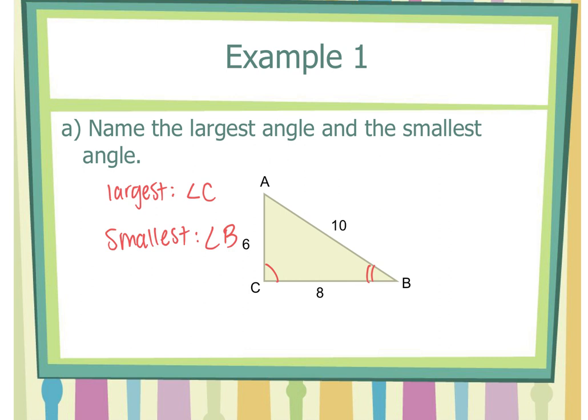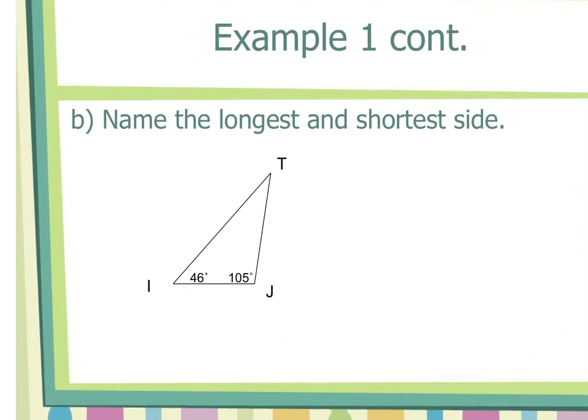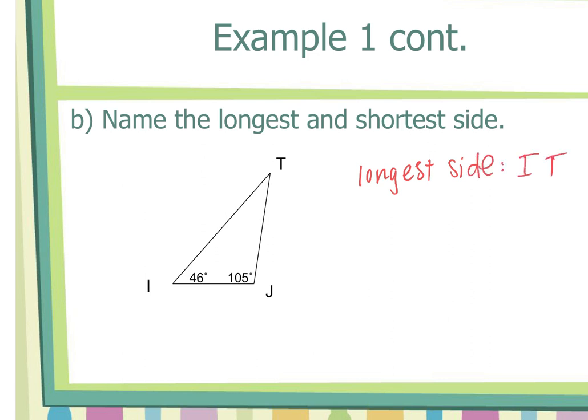Okay. Example 1. Name the longest and the shortest side, but they're missing one piece of information. They didn't give you angle T. Jaden? The longest side is side IT. Is that LT? It's an I. So Jaden said the longest side is IT. And I agree with him.